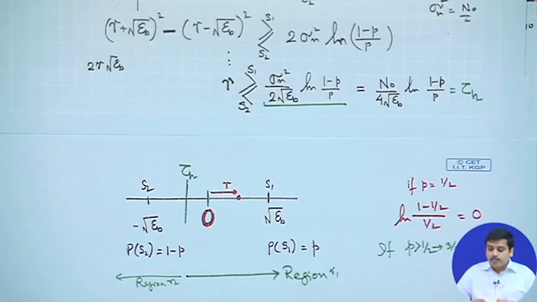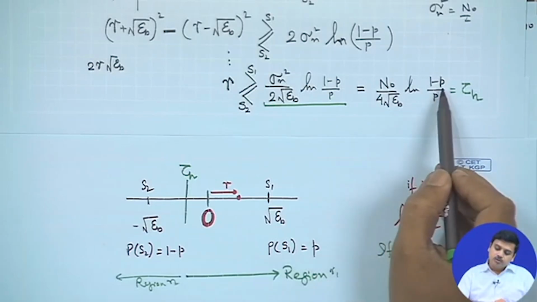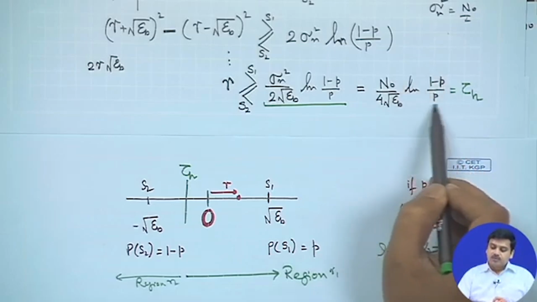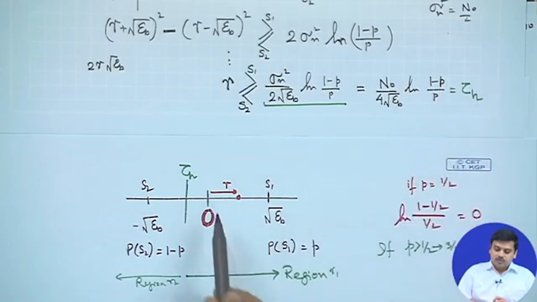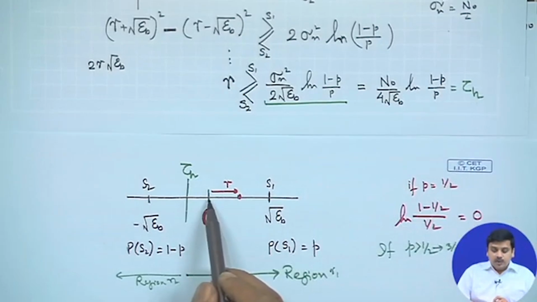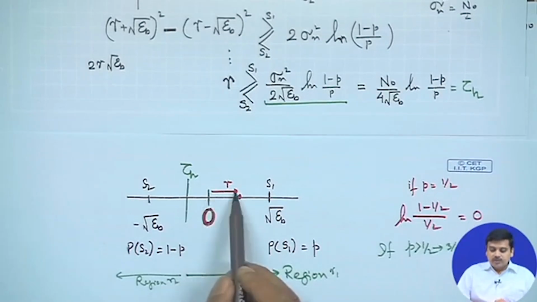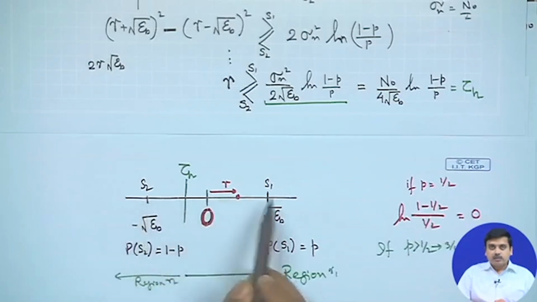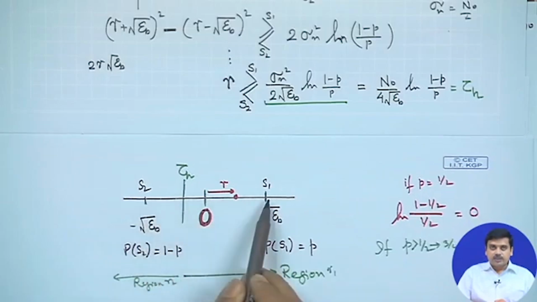Now, suppose you have certain prior probabilities, but instead of implementing the MAP receiver, you implement an ML receiver. If you implement the ML receiver, that means you are going to choose P as half, equally probable. That means this term is going to be 0, TH will be 0. So, whatever the transmission probabilities are, you will take the received signal and compare it with the midpoint, the mid distance between these two constellation points.